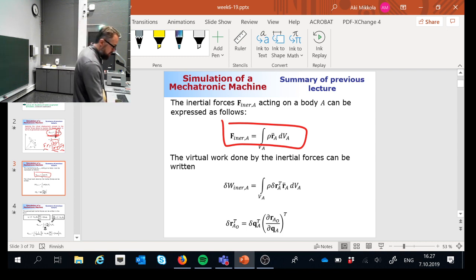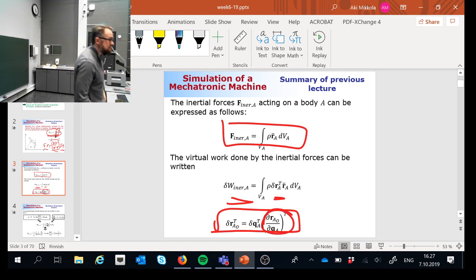Now, in the case of virtual work done by inertia forces, I'm simply looking at how this delta r can be expressed. And that can be expressed like I just explained. And our miracle mapping matrix is the one that is inside the circle here.